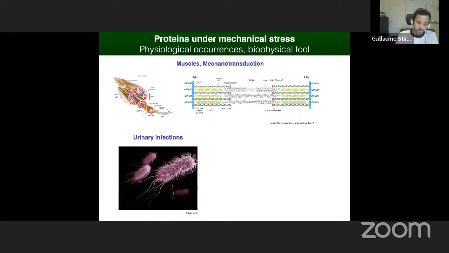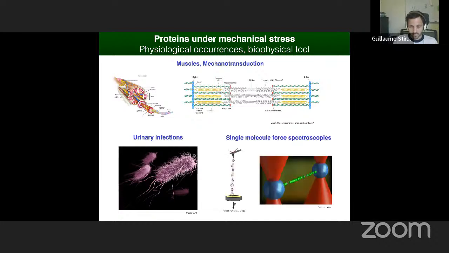level. Another example, which is quite interesting to study but of course quite bad, is what happens when you have infection, for example urinary infection, and you will see that force plays a big role in this kind of system, and I will discuss that in the middle of my talk. And then there are experimental realizations of force at a microscopic level, which have been used a lot in the last 20 to 25 years.